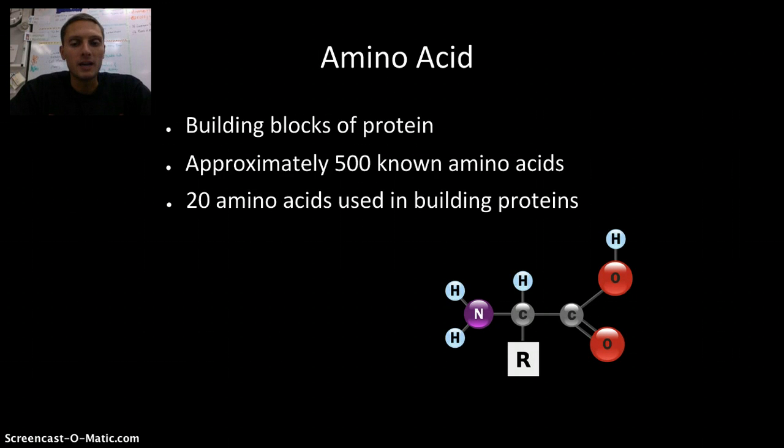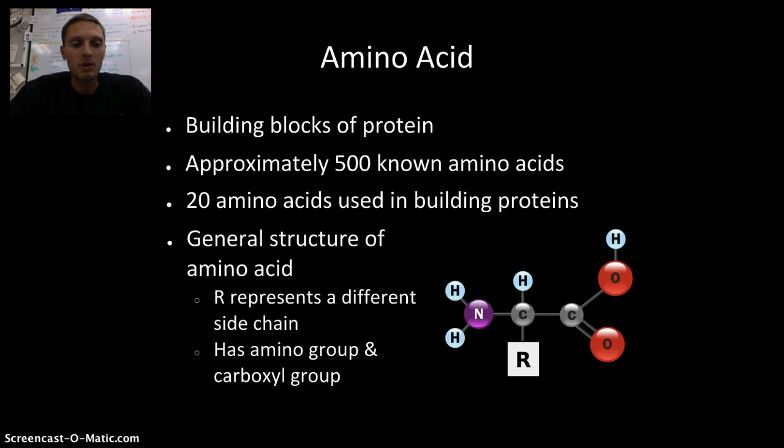Here's our general shape and structure of a single amino acid molecule, and there's a couple different parts to this. The first part would be this amino group. The amino group is shown right here. I'll draw a circle around it. And so this is the N and 2 hydrogens. Every amino acid has this amino group.